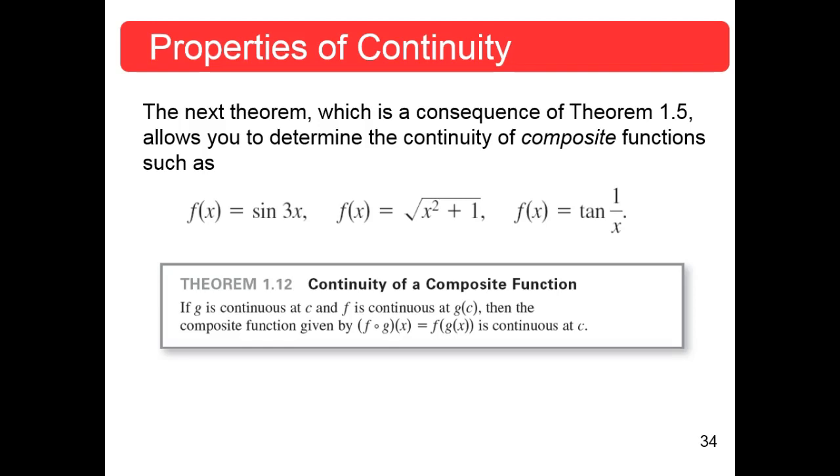So what do you think the continuity of that would be? 3x is a polynomial function. Sine is a continuous function everywhere. Polynomial is continuous everywhere. So the composite will be continuous everywhere, all values of x. Okay?